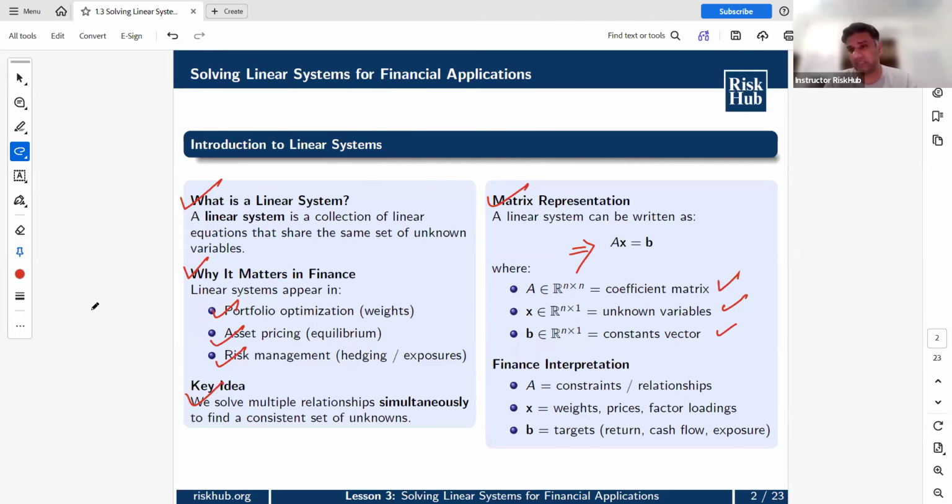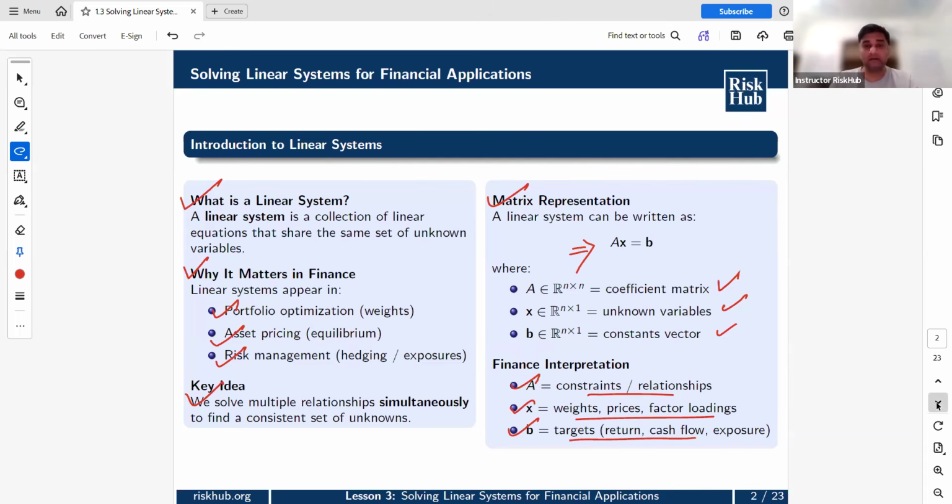And you have a deep quantitative insight here. This is how quants think: reality converted to matrix form, solved numerically. This is modern quant finance. It's not intuition alone. Institutional finance is a matrix representation of economic relationships, and that we need to understand. Okay, so keep that in mind. A is the constraint relationship, X is the weight, price, or factor loading, and B is your targets, which are return, cash flow, and exposure.